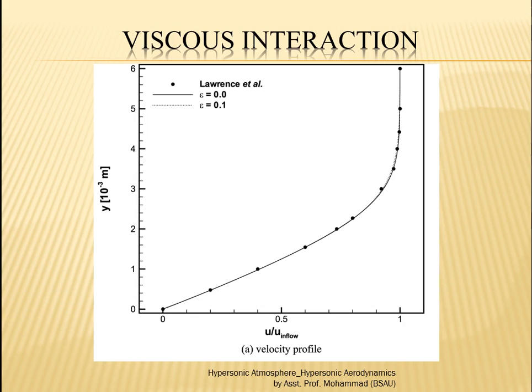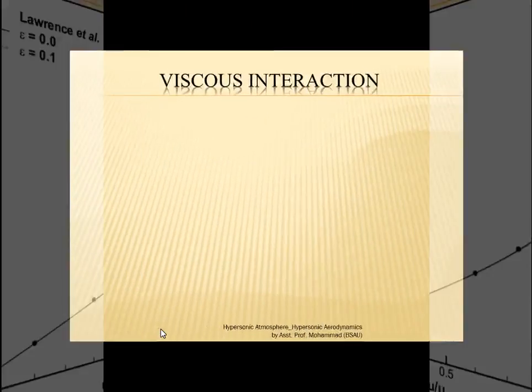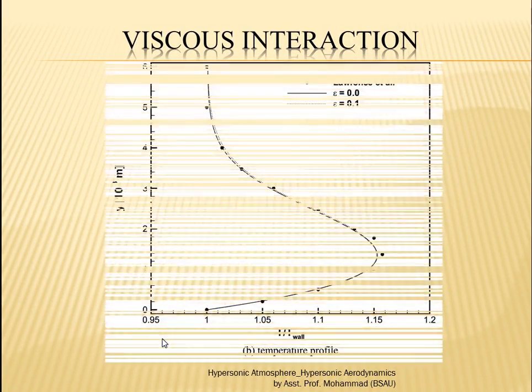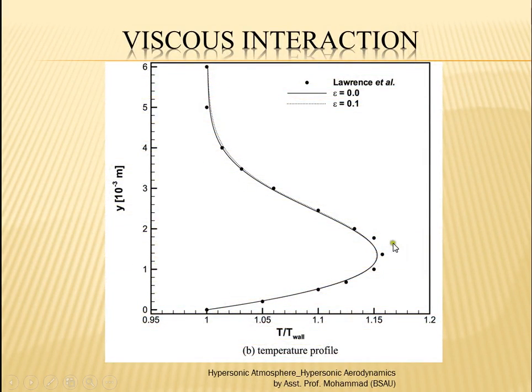So in the case of the velocity boundary layer, the velocity variation is somewhat similar to the normal kind of variation we encounter in any kind of flow, which is subsonic or supersonic. But in the case of temperature variation, we have a very peculiar kind of variation here.